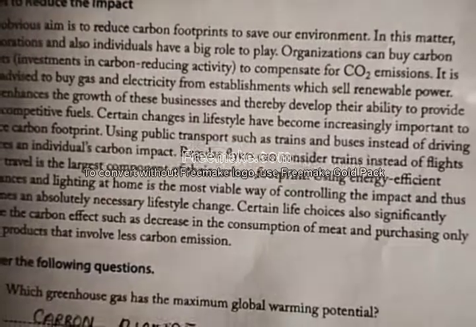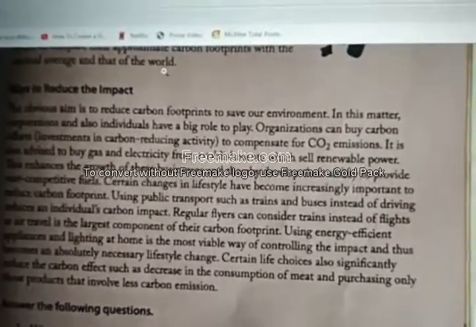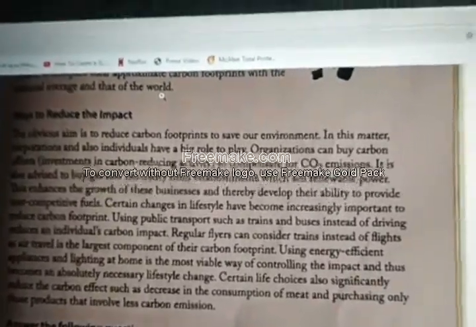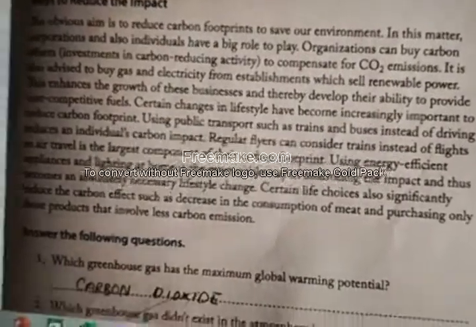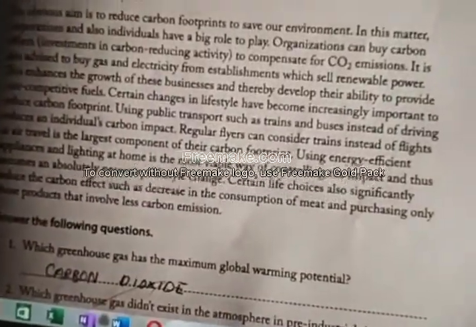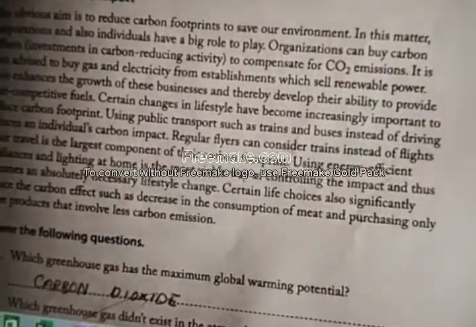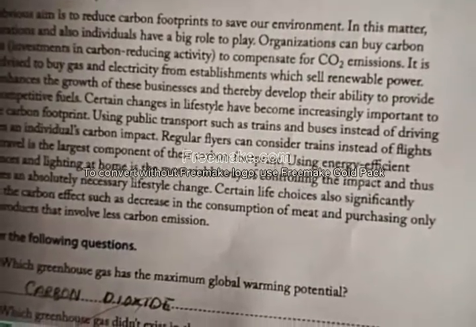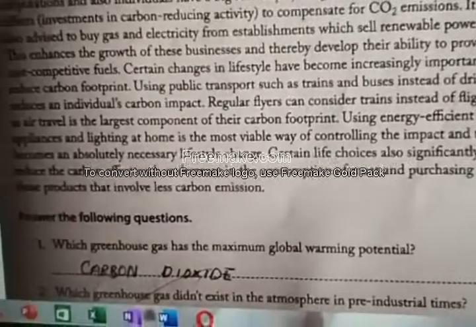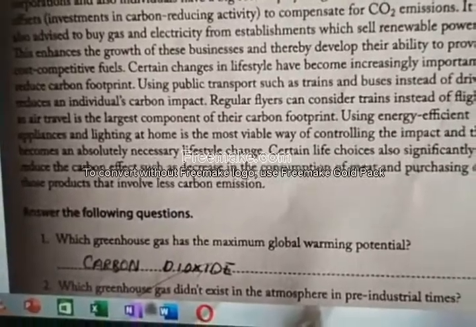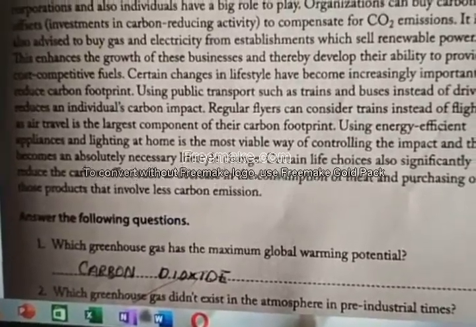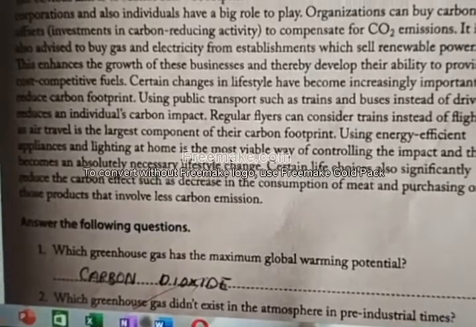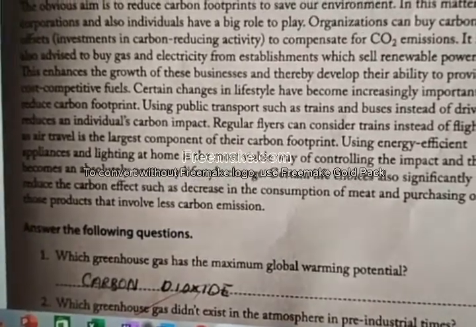For one house it is okay, but how many crores of houses are there in this whole world? If they all use energy efficient products, what happens? The amount of CO2 produced is reduced. And thus it becomes an absolutely necessary lifestyle change.